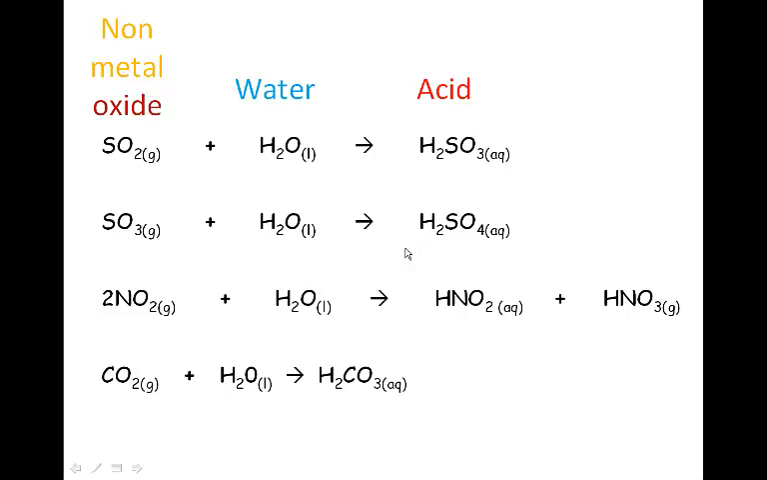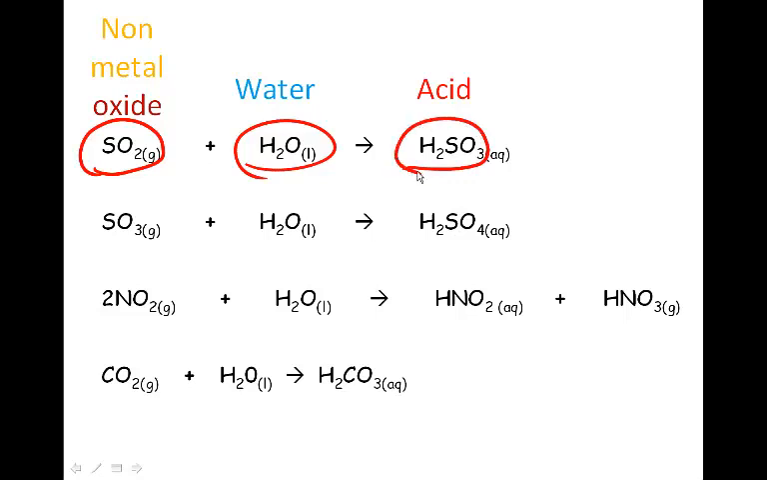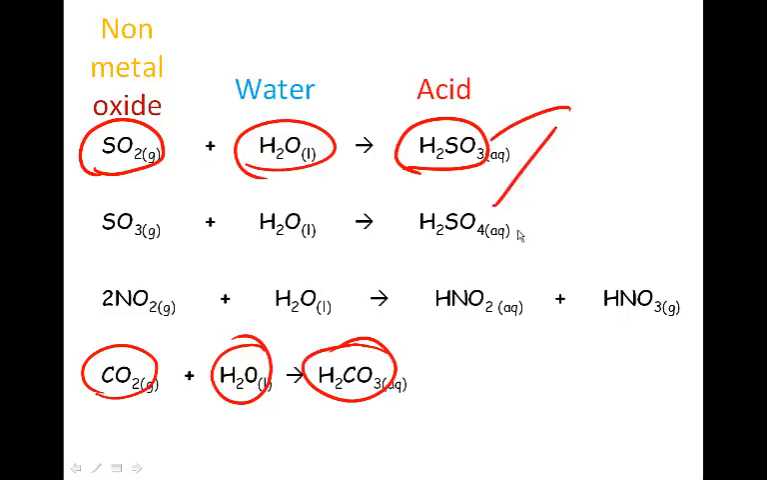We can see that in all of these reactions. Let's look at the first one. Sulfur dioxide, the non-metal oxide, reacts with water to produce an acid. Okay? So each one of these basically shows you the same idea. Let's look at the one at the bottom. Carbon dioxide reacts with water to produce carbonic acid. All of these reactions have something in common in that they all contribute to acid rain.